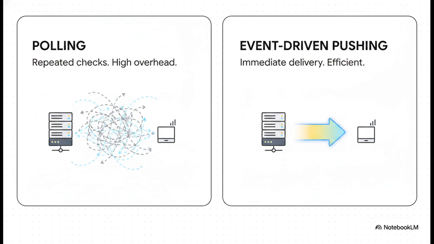Well, it's literally like repeatedly driving to a physical post office just to check for new mail. You create massive network overhead and high server load, even when absolutely no state changes have happened. Event-driven pushing, on the other hand, is like having that mail delivered directly to your front door the absolute second it arrives. It's highly efficient, it's immediate, and it absolutely slashes unnecessary server load.